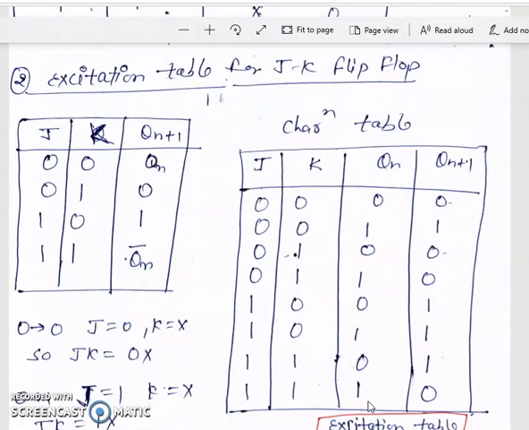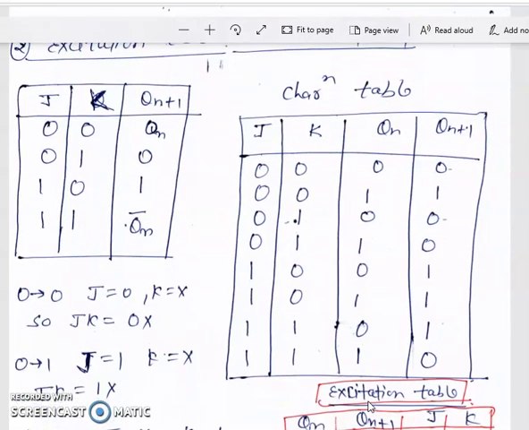Similarly, the JK flip-flop excitation table contains Qn plus 1 and the required input. In this case, the required input is J and K. So we first write the truth table of the JK flip-flop and then write the characteristic table of the JK flip-flop, and from the characteristic table, the transitions 0 to 0, 0 to 1, 1 to 0 and 1 to 1, that is the present state to next state transition, we find the value of the required input, that is J and K. A similar process as in the RS flip-flop. Write here J and K, and that is the output state.